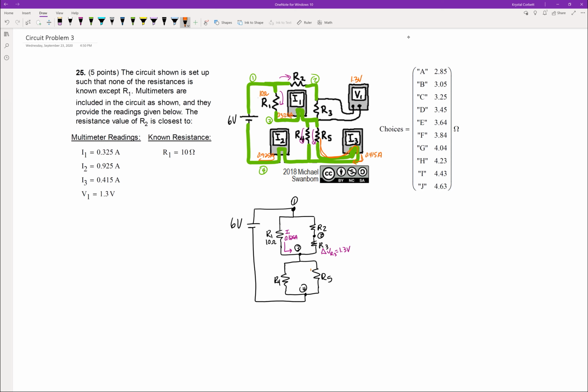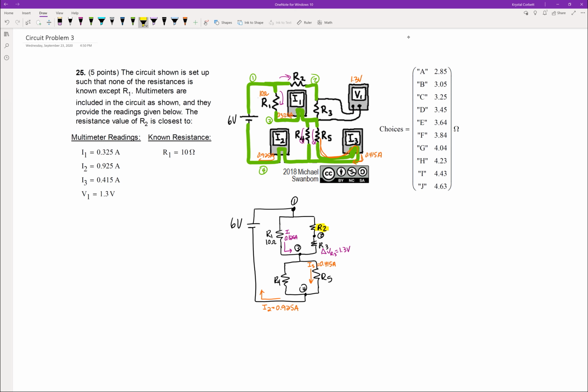So I can label that current I3. And then finally, the other known information is after the current that passes through R4 and R5 comes back together, the current is measured as I2 to be 0.925 amps. That's the current that goes towards ground. Now that I have all my known information labeled on my newly drawn circuit diagram, I can more easily solve for what the problem is asking, the value of R2.